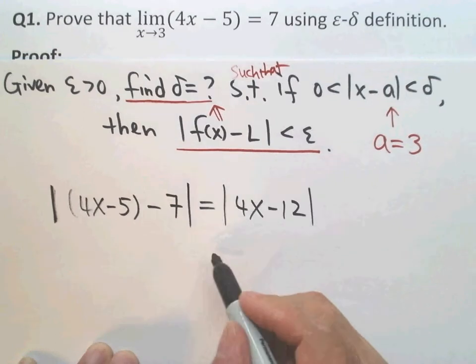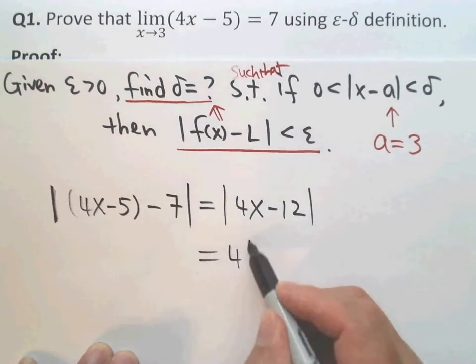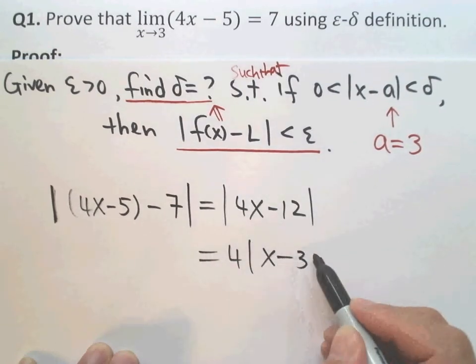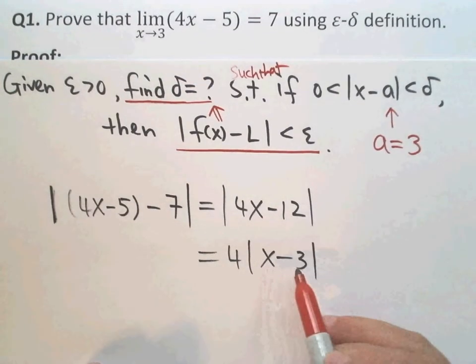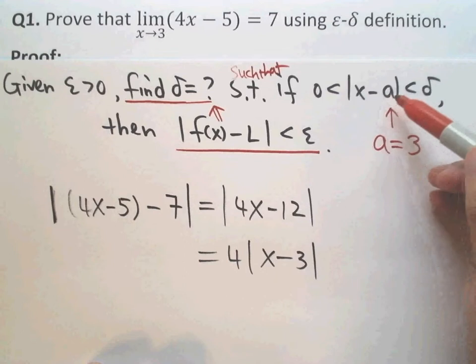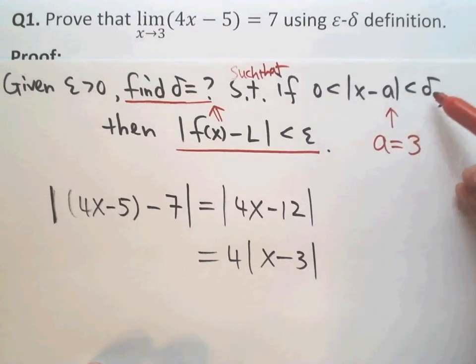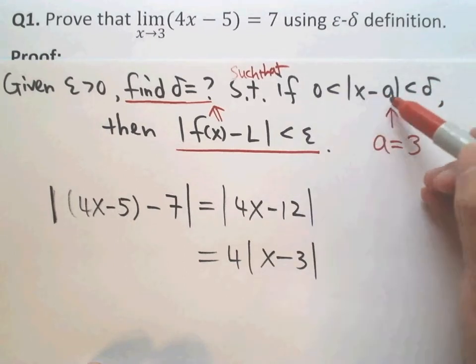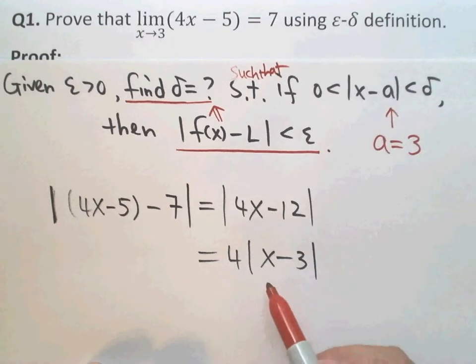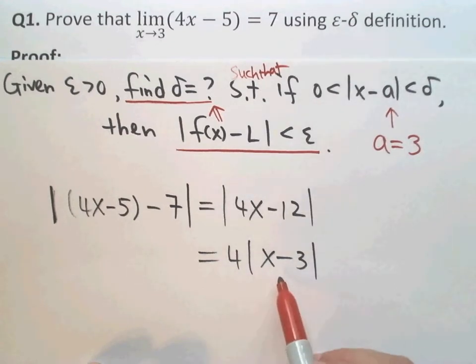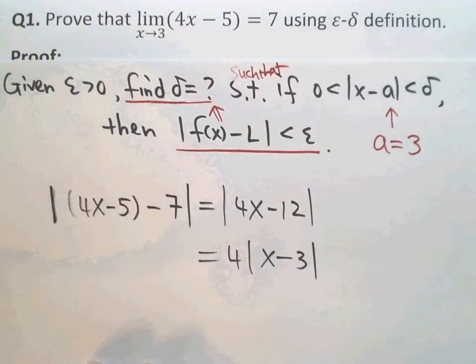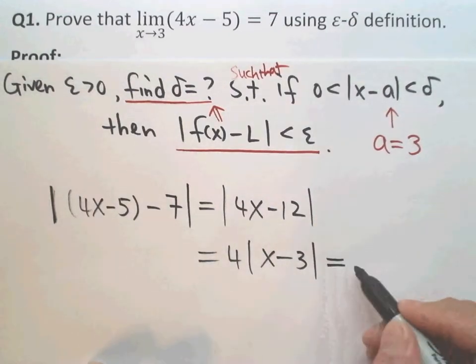One more thing, we can factor out the 4. When we factor it out, we get x minus 3. That's good, x minus 3. Can you see |x minus a| less than delta? Delta is linked to x minus 3. Definitely we have x minus 3 here. This is important.